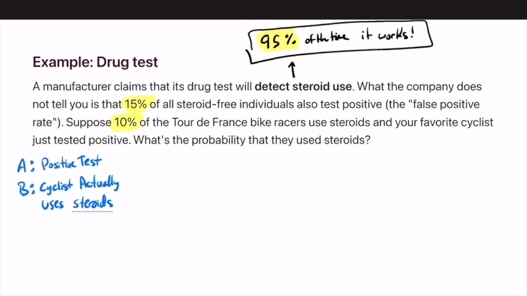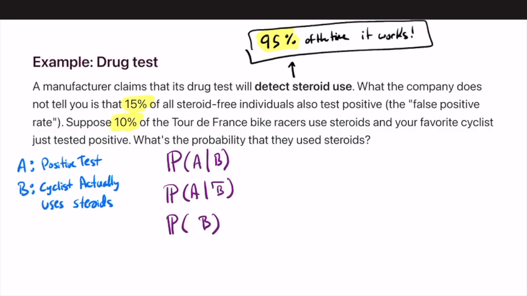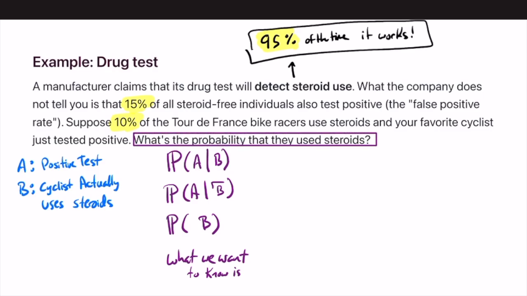Now then, we need to determine a few things. The first thing we need to determine is the probability of A given B. And then we need to determine the probability of A given the complement of B. And then we need to determine the probability of B. And what we want to find out ultimately, this is what we want to know ultimately, is the probability of B given A. So that's the goal.